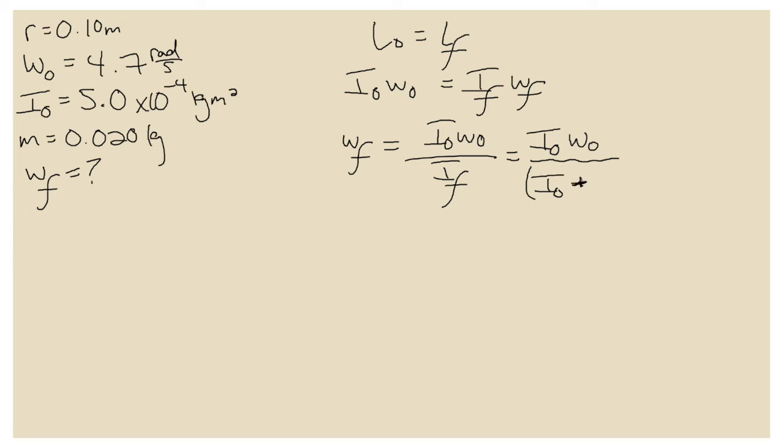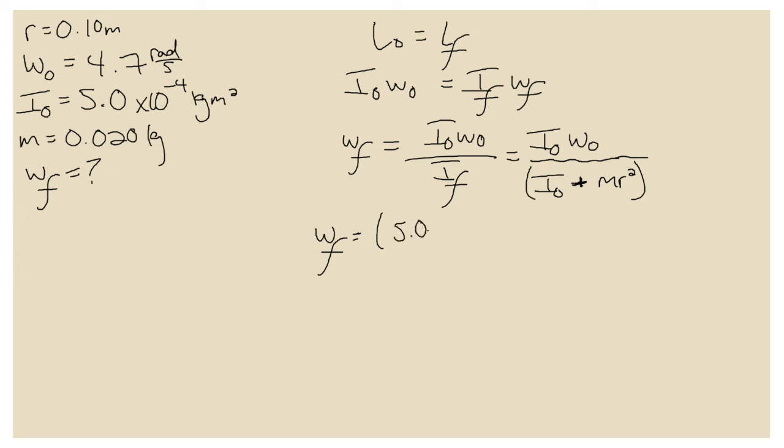And it's very important to realize here that the putty should be treated as a point mass. It is not actually itself rotating, it is just moving around in a circle. And so we should treat its rotational inertia as mr squared. And now we are ready to plug this thing in.